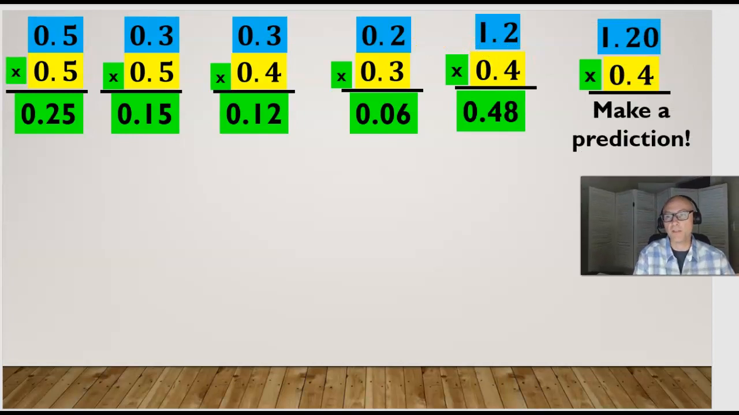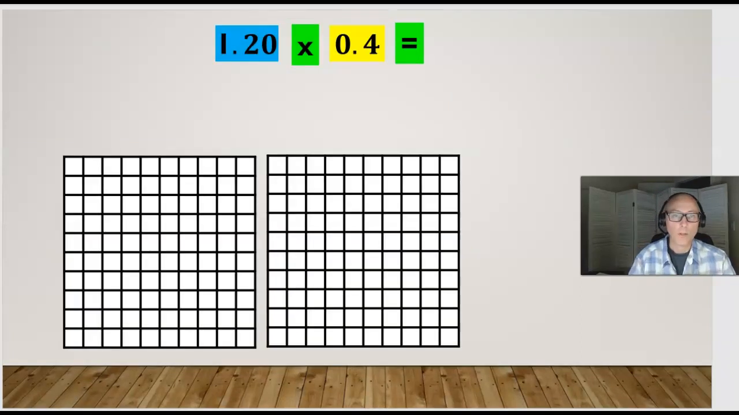Revealeth to you the grandest omega problem. Make a prediction. 1 20 hundredths times 4/10. What are we going to get here? You got your prediction? Ready or not? Let's go. Here we go.